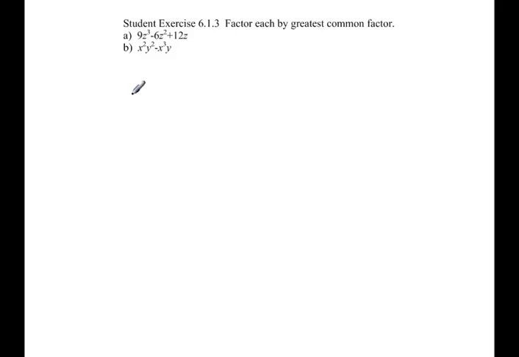Factor each by greatest common factor. For a, we have three terms. Go for the numbers first: 9, 6, and 12. Common factor is 3.